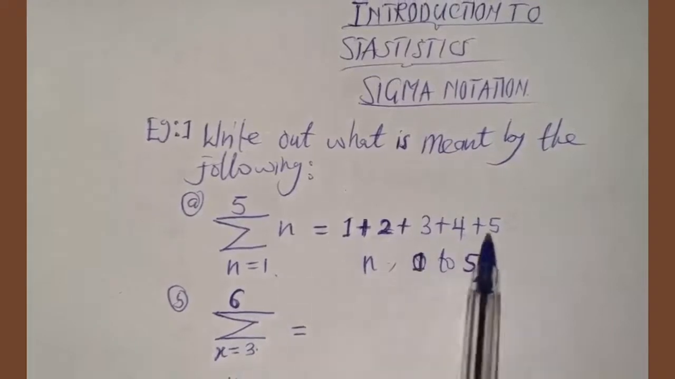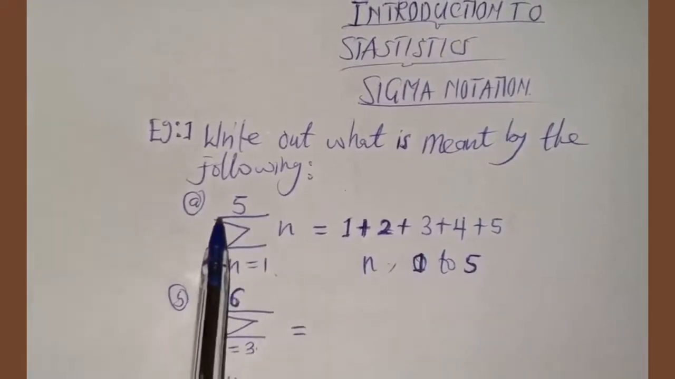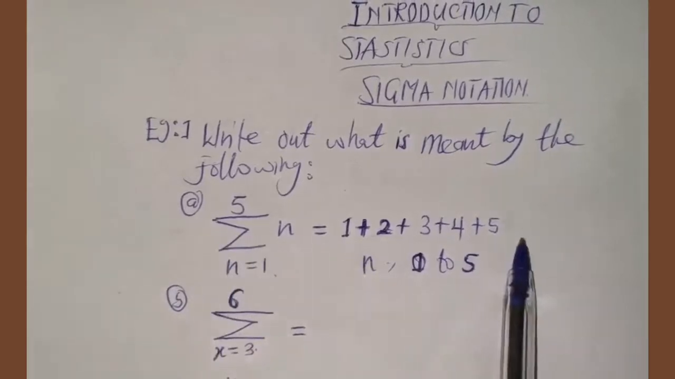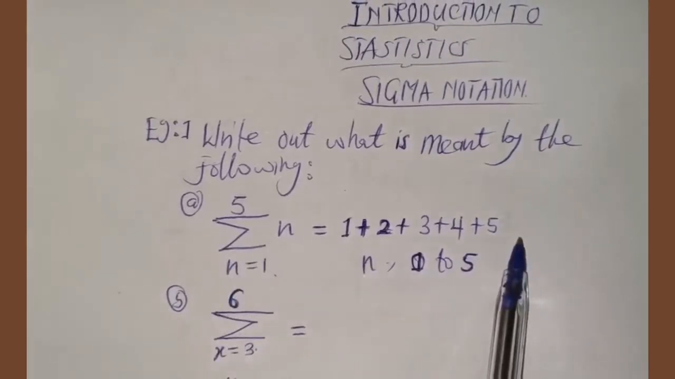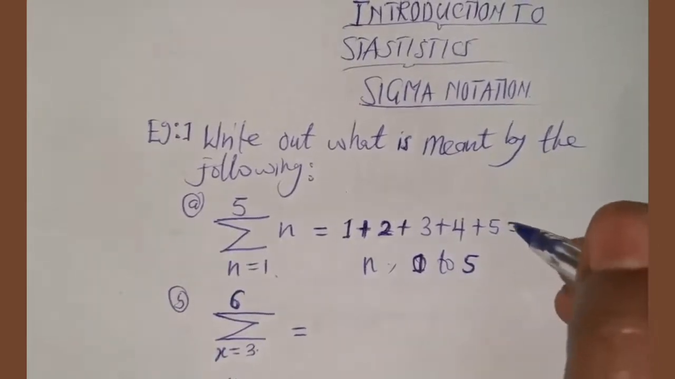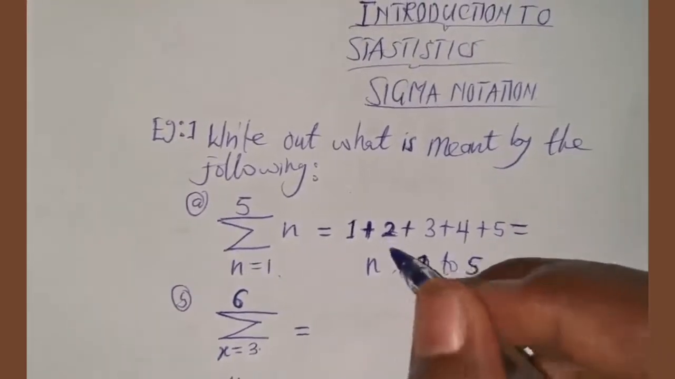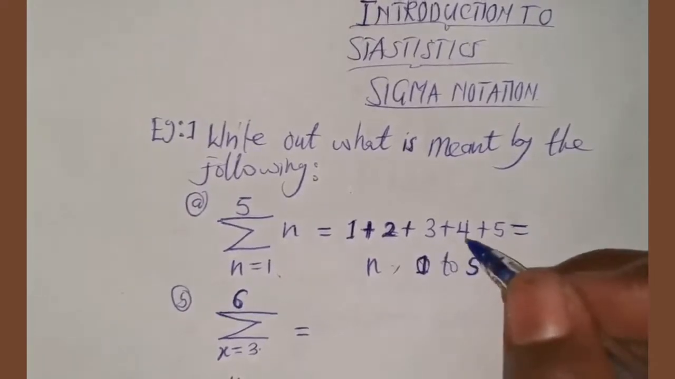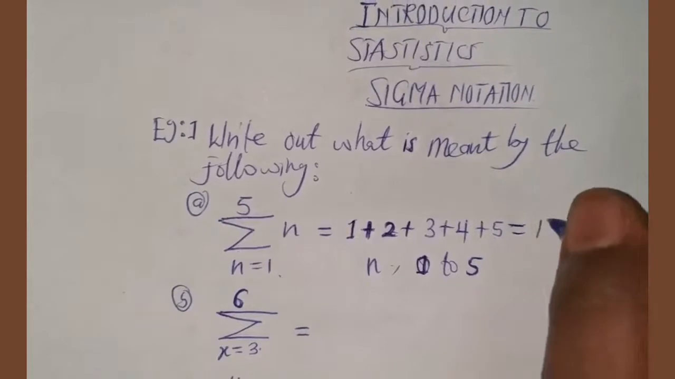So first it was this, and we were able to reduce it by coming out with this sigma notation to reduce this long summation. I hope that is clear. After all, you can get your final answer: 1 plus 2 is 3, plus 3 is 6, plus 4 is 10, plus 5 is 15. Then you are good to go.